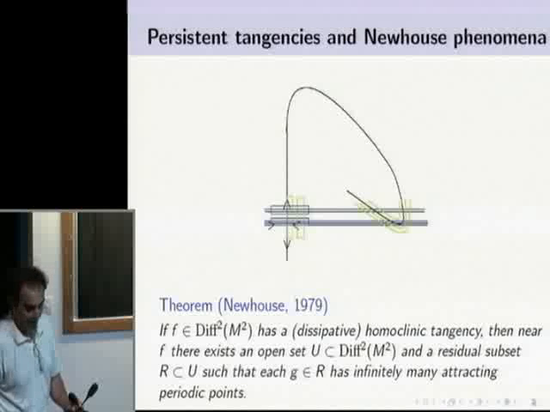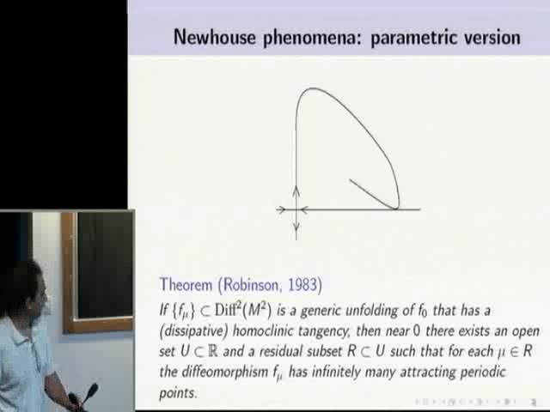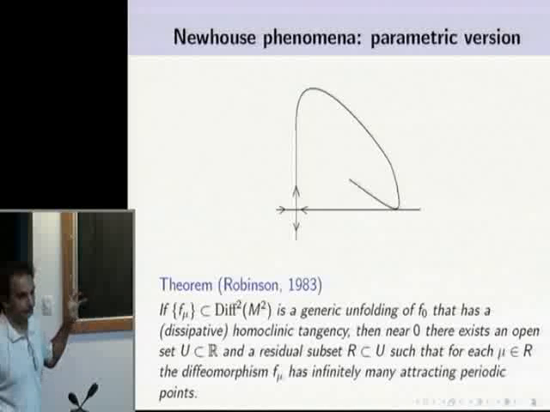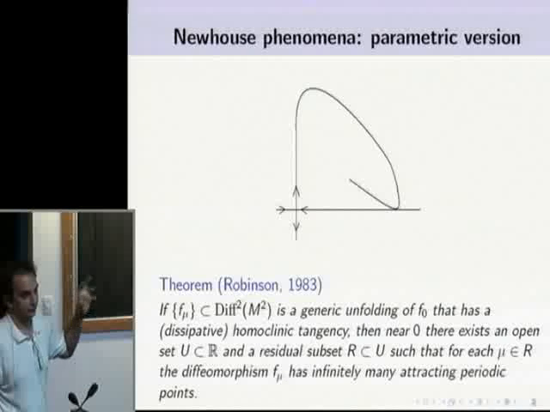All diffeomorphisms in that open set have homoclinic tangencies, so you have persistent homoclinic tangencies, and there are many other phenomena related to that one. You can say, well, in our case, we don't have a possibility to consider the space of all diffeomorphisms.